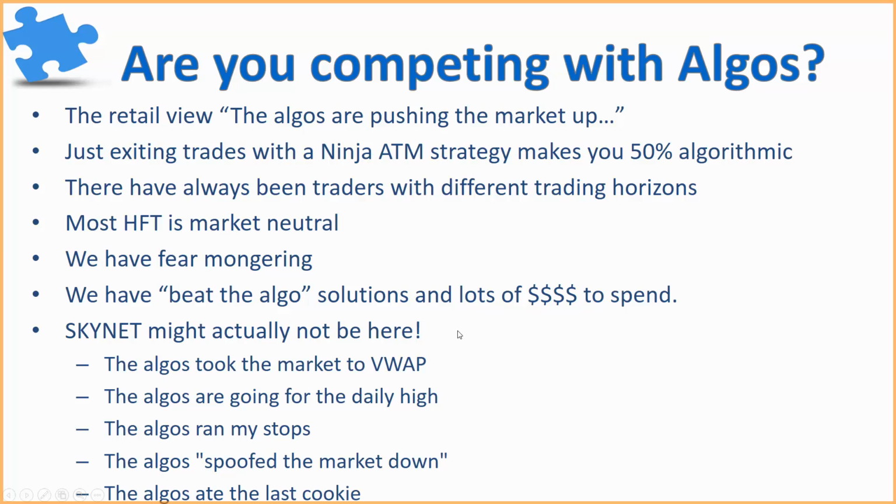Now, of course, when people use statistics to prove a point, they're going to make them sound as sensational as possible. But even the retail trader, for example, using a NinjaTrader ATM strategy to exit their trades, that trader is 50% algorithmic because the ATM orders are algorithmic orders. You didn't place them, the computer placed them.